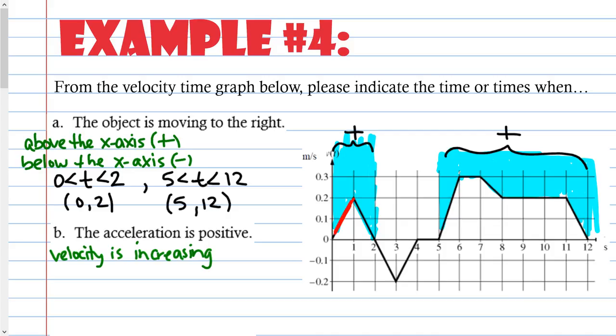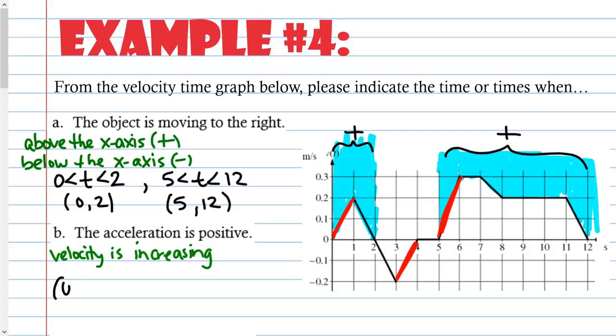So here I have a positive slope, but then it dips down. But then here I have positive slope again. And then from 4 to 5 it's constant, so that's not increasing. From 5 to 6 it goes up. 6 to 7 is constant. 7 to 8 it dips down. 8 to 11 is constant. 11 to 12 it dips down. So acceleration is going to be positive whenever the velocity is increasing. So the only places that is increasing is the places I marked red.